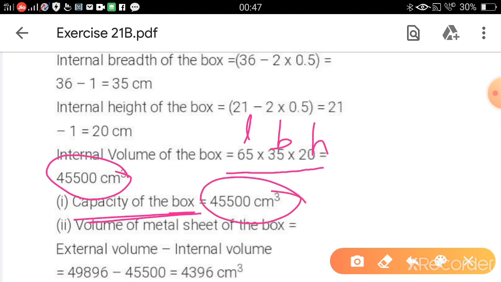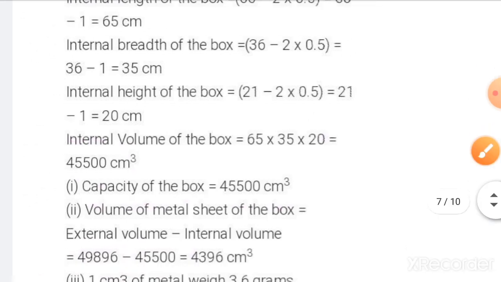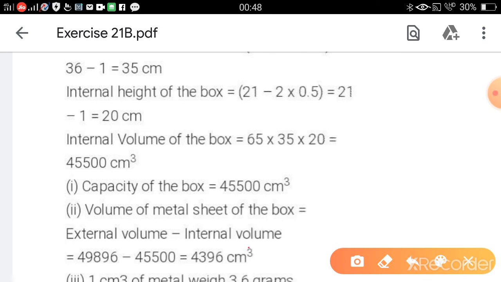And volume of the metal sheet of the box. Volume of the metal sheet of the box is equal to external volume minus internal volume, which will be 49,896 minus 45,500. So how much will that be? See here, the answer will be 4,396 centimeter cube. This is the volume of the metal sheet.